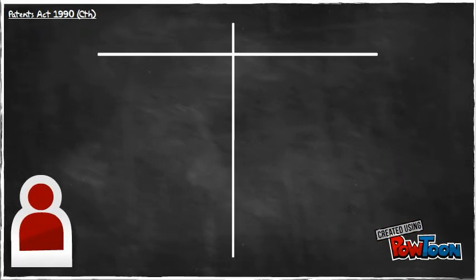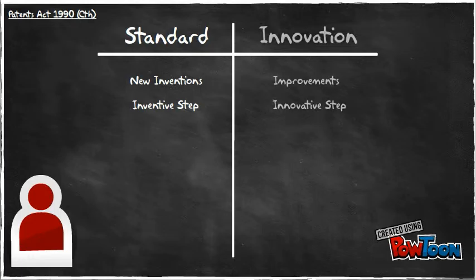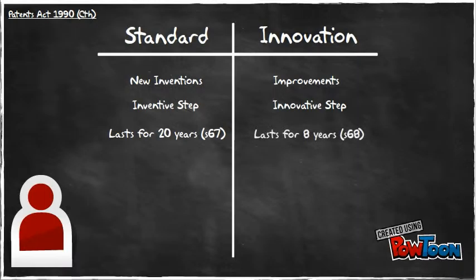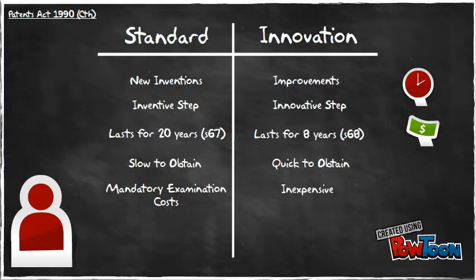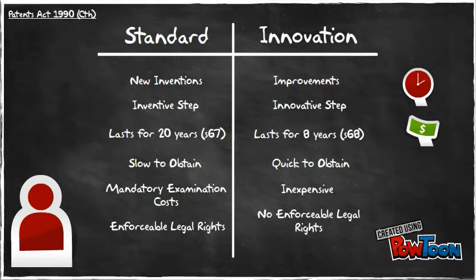So that covers the main difference between a standard patent and an innovation patent, but a few more differences exist. One difference is a standard patent lasts for a period of 20 years, while an innovation patent only lasts for 8 years. Additionally, an innovation patent is much faster and much cheaper to obtain than a standard patent, as it is not examined by IP Australia. The consequence of this is that innovation patents do not grant legal rights unless they are examined, which must be requested by the patentee and involves a fee.